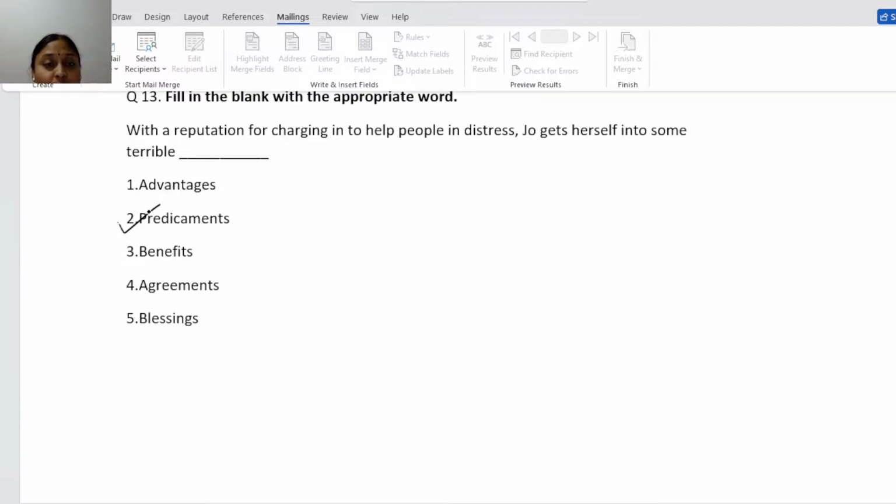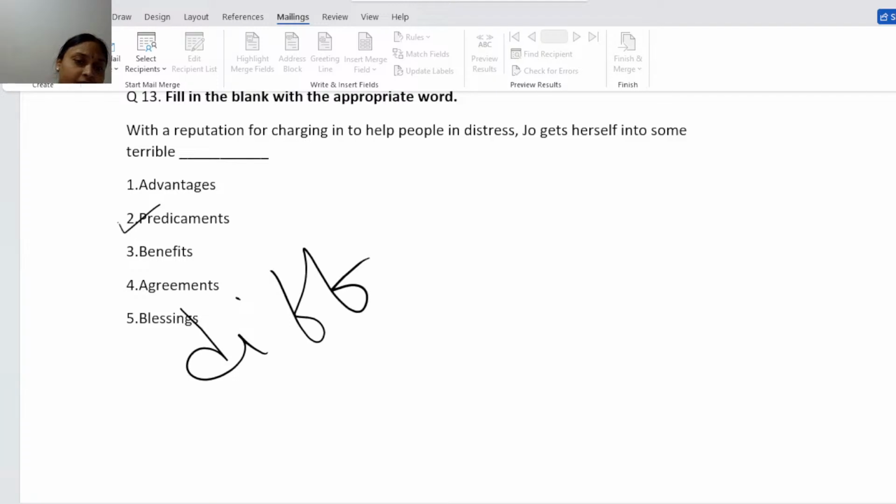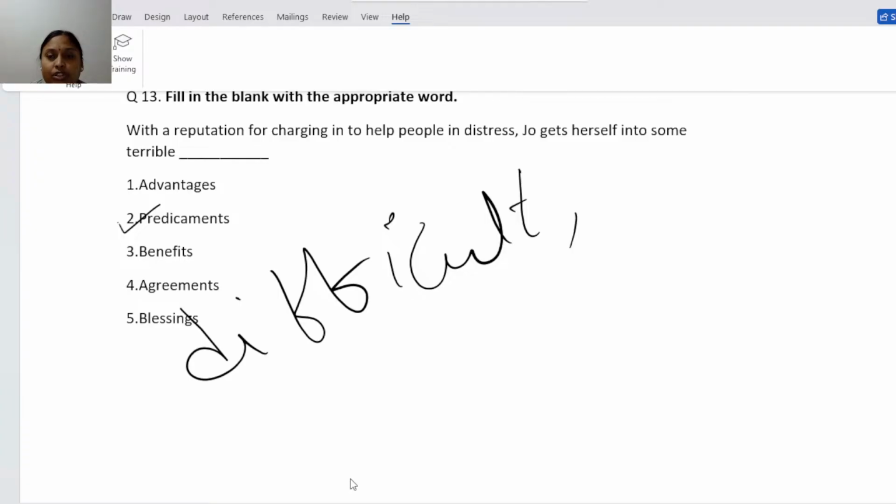So here it is a beneficial thing, but here they mentioned charges. Charges means it will be in a disadvantage situation. So it will be called a difficult situation, or else we used to say unpleasant moments, embarrassing things. Those were the meanings of predicaments. So now we will go for the next question.